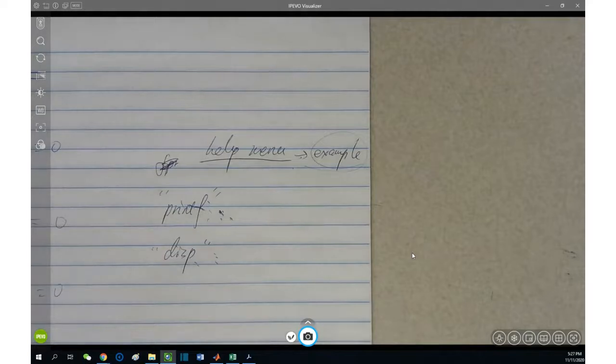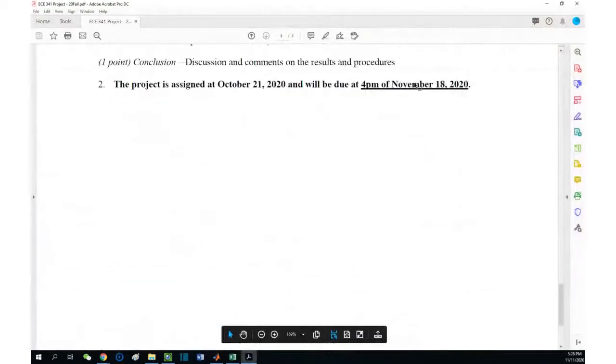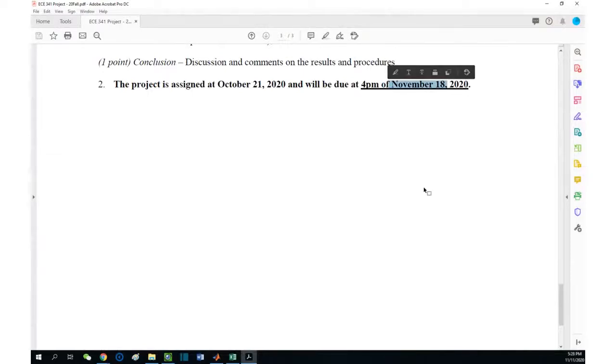I know we are exceeding the time, but if anyone wants to talk more about the project, we can have a little bit more time. When is it due? Exactly in a week, a week from today. If you're in the middle of conducting it, you should be fine. If you haven't started yet, you do not want to wait any longer.